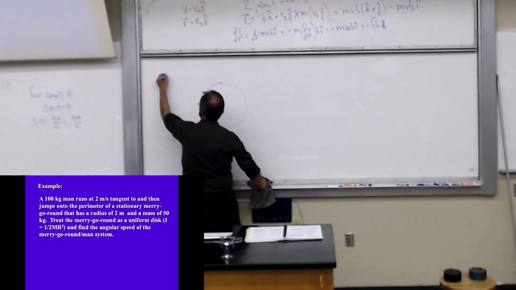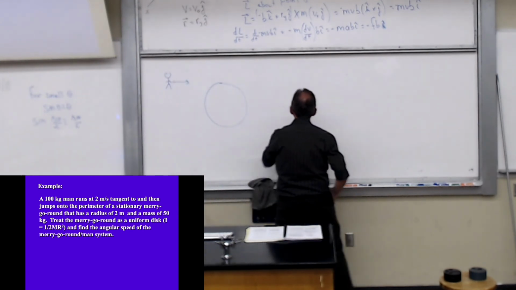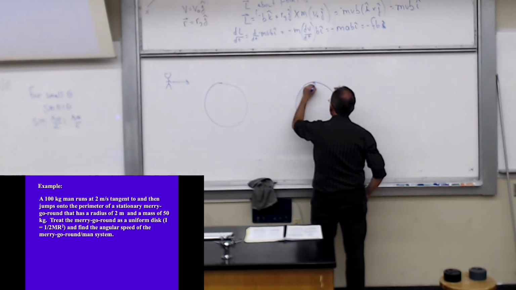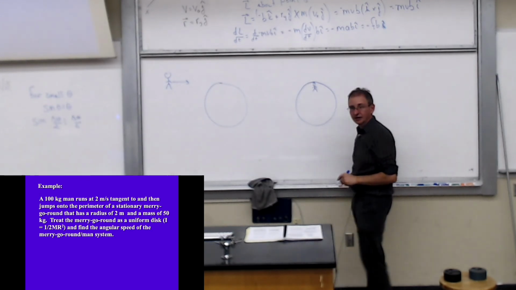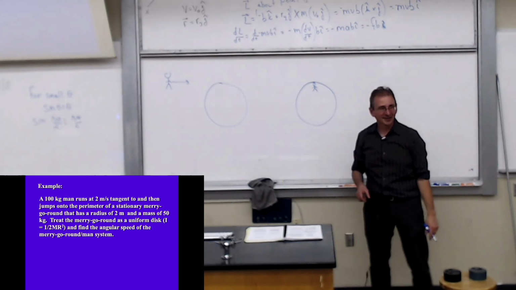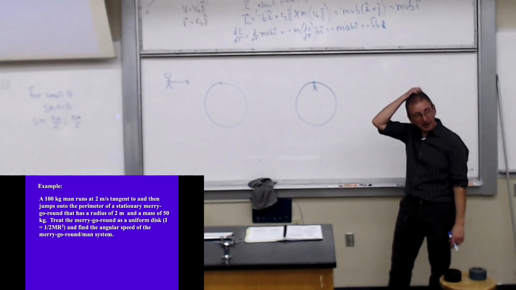So we have this person running this way, jumps on. It's hard to draw this. That's not an accurate drawing. I have to draw it so the person comes out of the board, but I can't do that. Okay? So he jumps on the end, and they spin together.